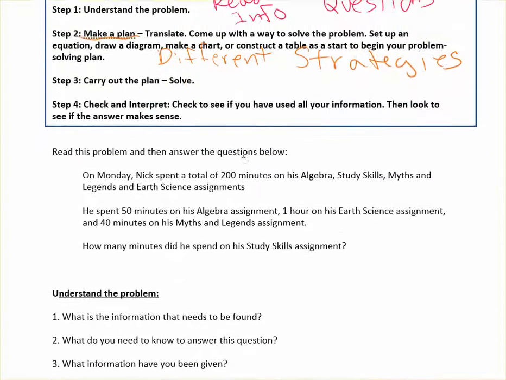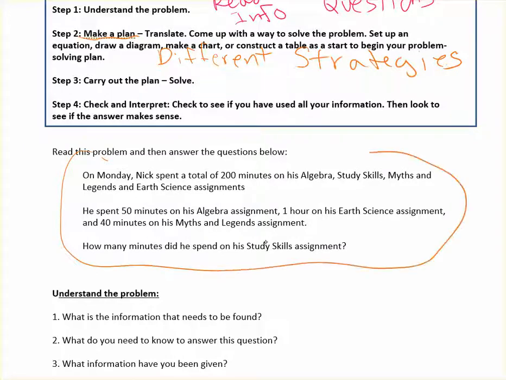So what we're going to do next is we're going to use this plan, and we're going to use it on this problem right here. So this is all one problem. And it's very similar to a problem in the book. It says, on Monday, Nick spent a total of 200 minutes on his algebra, study skills, myths and legends, and earth science assignments. So that's 4 different classes. Algebra is one class, study skills is one class, myths and legends is one class, and earth science is one class. Here's how that breaks down a little bit further.